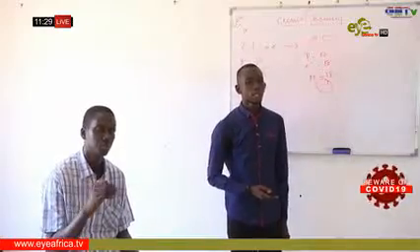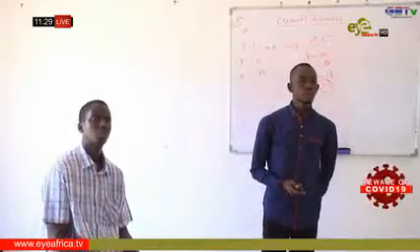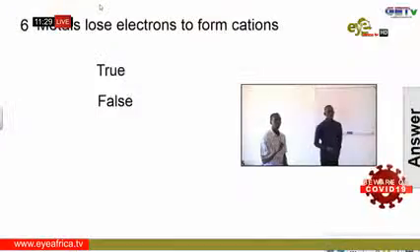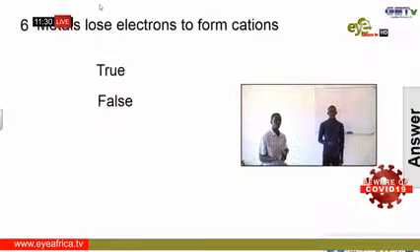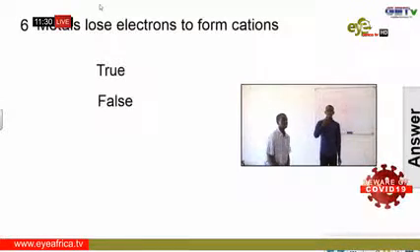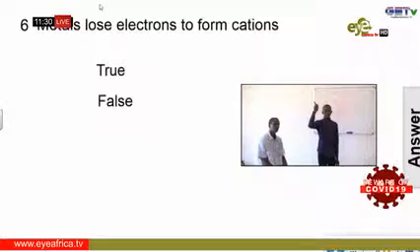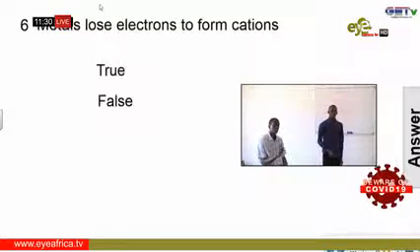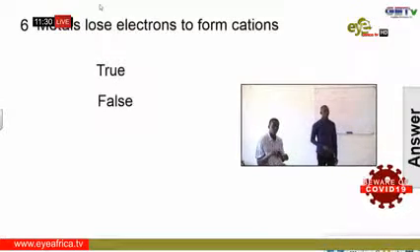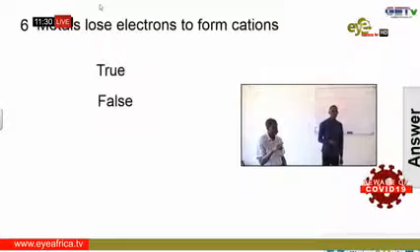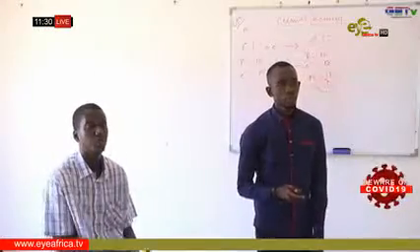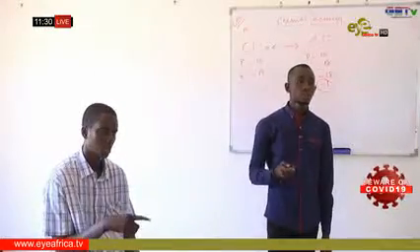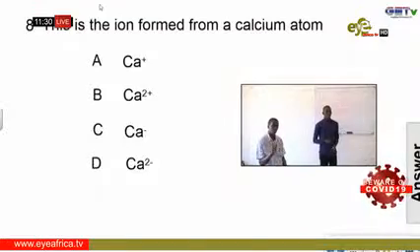Number 6 reads, metals lose electrons to form cations. True or false? When metals lose electrons, their charge becomes positive. That is, they'll form cations. Is it true or false? Of course, yes. It is true. So the correct option here is true.